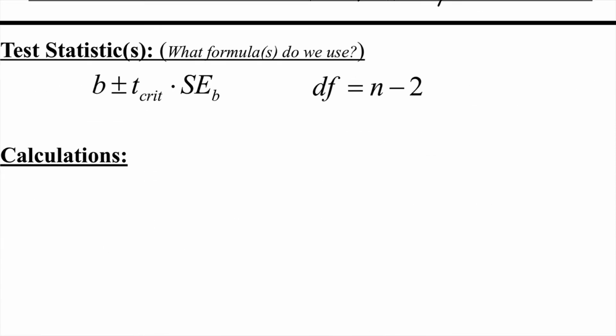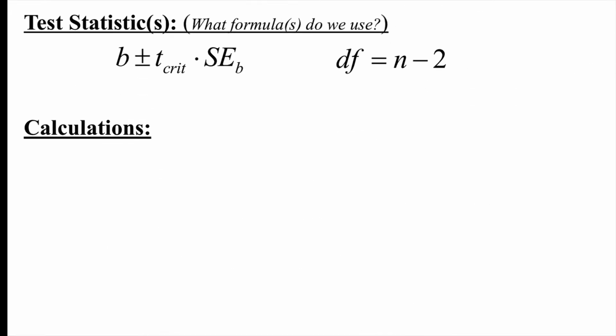Okay. Test statistic. Which formulas do we use? We're going to use both of these. One of them to calculate the interval, and one of them to get degrees of freedom. Since degrees of freedom is the easier one, we'll do degrees of freedom first. So we have 16 minus 2 equals 14.